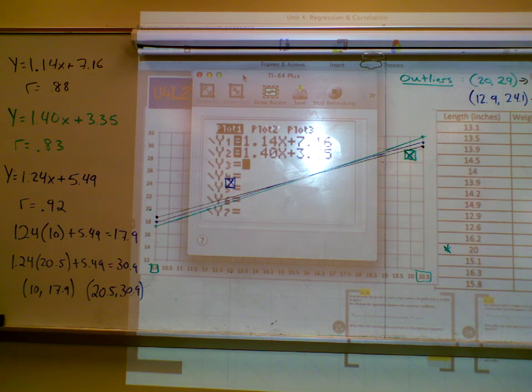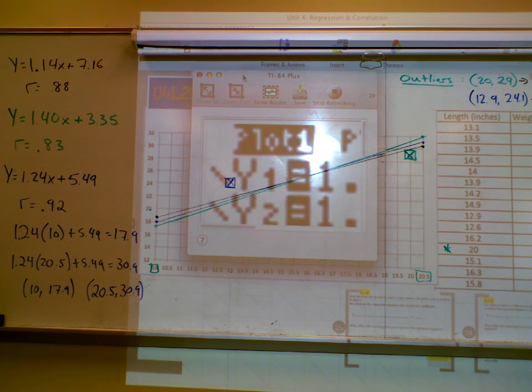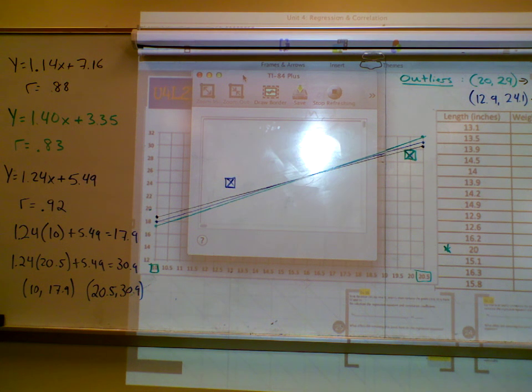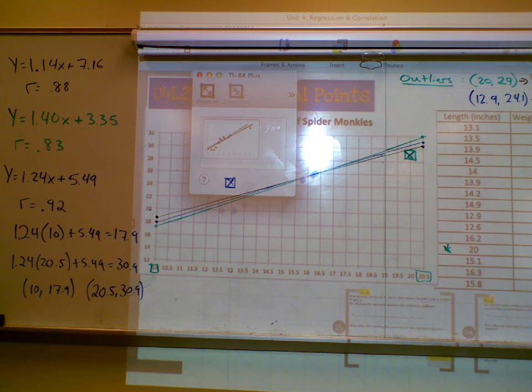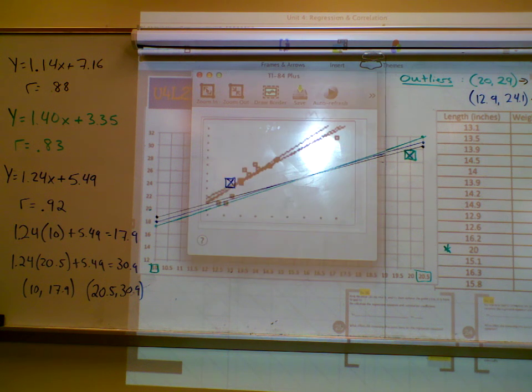I'm going to plug in 1.24x plus 5.49. And when I look at my graph now, there will be a mess up. Knew it was going to happen. Now, when you graph yours on your own, you will notice that the lines are graphed in a certain order. The order the lines are graphed in is the order you entered them in. So the first line graphed is the first one you entered, Y1. The second line graphed is Y2, and the third line graphed is Y3. So that's how you're going to be able to figure out which one is which, okay?